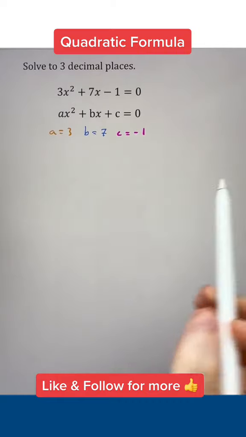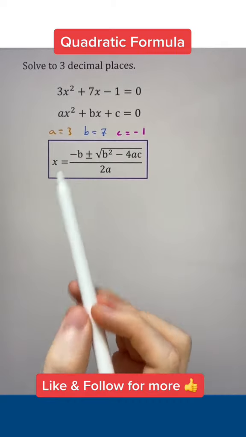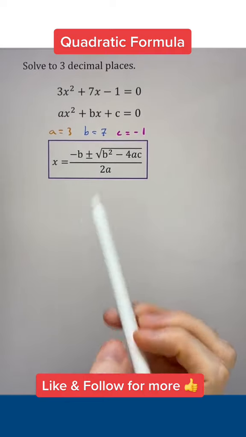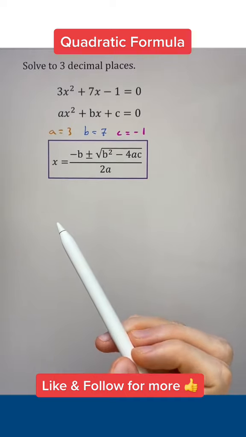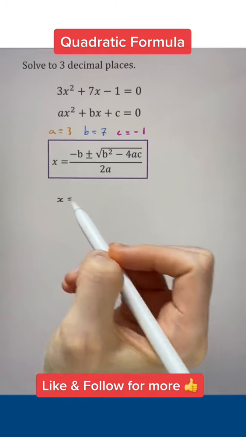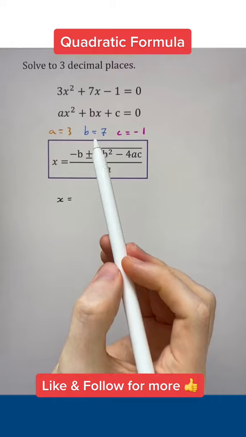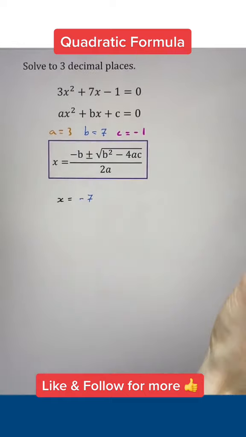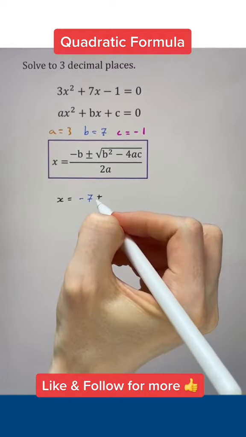I should know that the quadratic formula is x is equal to negative b plus or minus the square root of b squared minus 4ac all over 2a. Substituting into my quadratic formula, I know it starts x equals, I have negative b, well my b is 7, so negative b will be -7. I have plus and minus, I keep that alone because that's where I get my two solutions from.